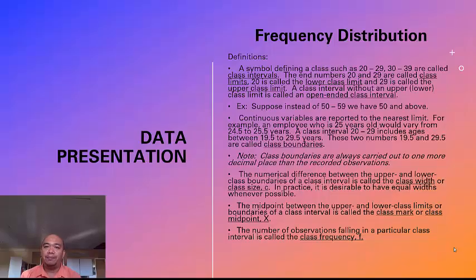And then midpoint. The midpoint between upper and lower class limits can be identified by adding the lower limit and the upper limit and then dividing the sum by 2, and that will be the midpoint. The number of observations falling in a particular class interval is called the class frequency. This is oftentimes denoted as f.